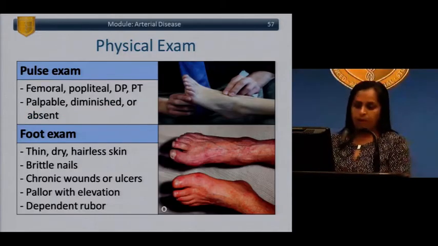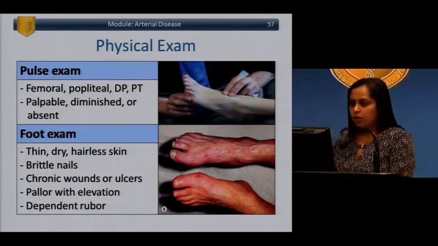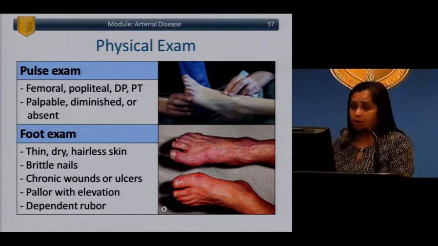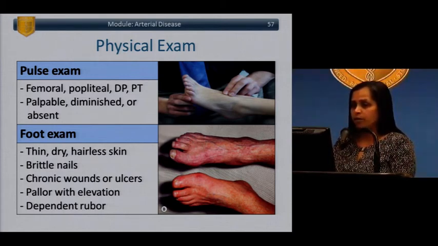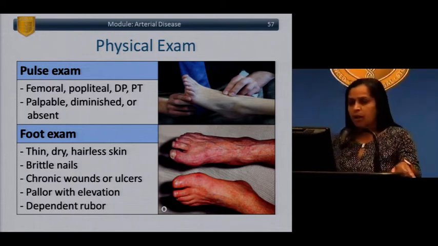So in a patient who presents with acute or chronic limb pain, the physical exam is an important part of diagnosing the problem. You want to do a full pulse exam, including femoral, popliteal, and pedal pulses. This can give you a sense of where the occlusion is occurring.